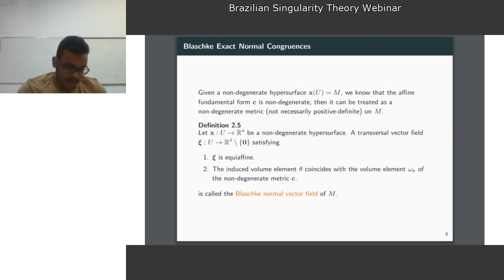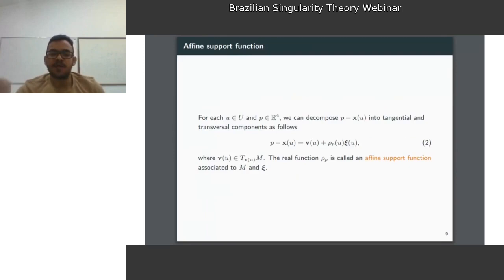And since we have this, we need to proceed. So, as I said, our idea is to classify singularities of Blaschke line congruences. So I want to look at the line congruence at XC, where X is non-degenerate and C is its Blaschke vector field. But for this, our idea is to use the same approach that was used to classify singularities of normal line congruences. So we need a family of affine support functions in order to do this.